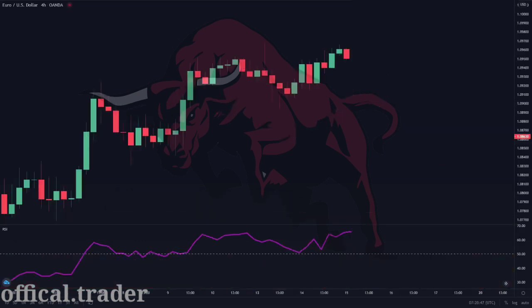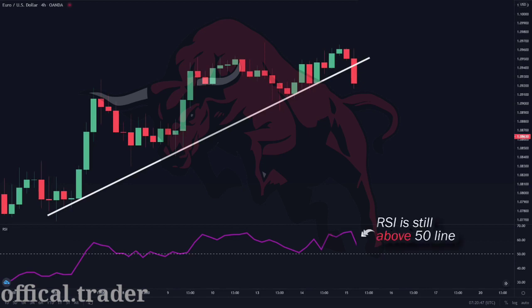In this chart, we spotted an uptrend, and so we want to draw our trend line below here. Now, notice that the price broke below the trend line, signaling a possible trend change. However, you can see that the RSI is still above the 50 line. And so you don't want to take any positions yet. You need to wait for the RSI to confirm the trend change by waiting for it to cross below the 50 line. Once this happens, you take a sell position.